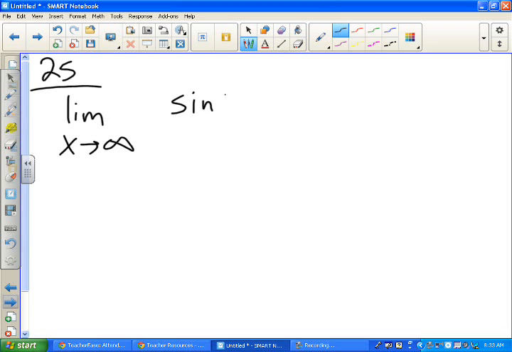For problem number 25, again, we're taking the limit as x approaches infinity. Same thing here. We have sine of x in the top, and then we have some x terms in the bottom.